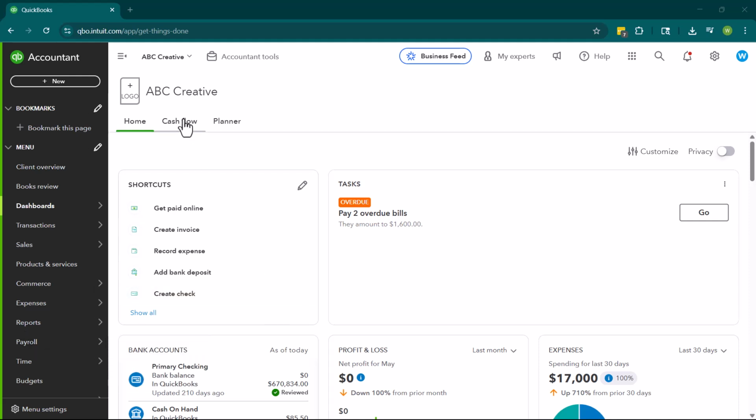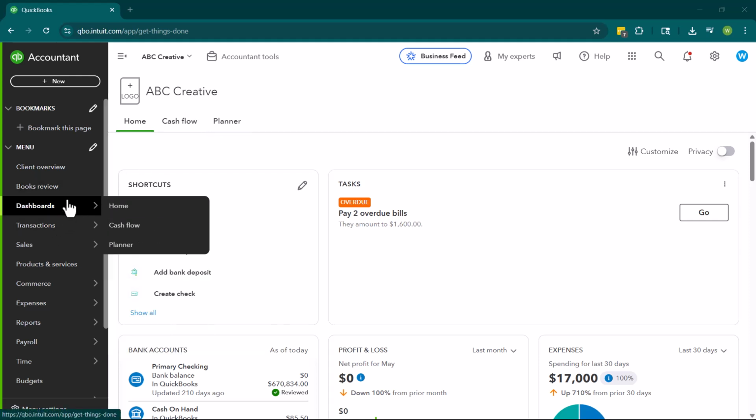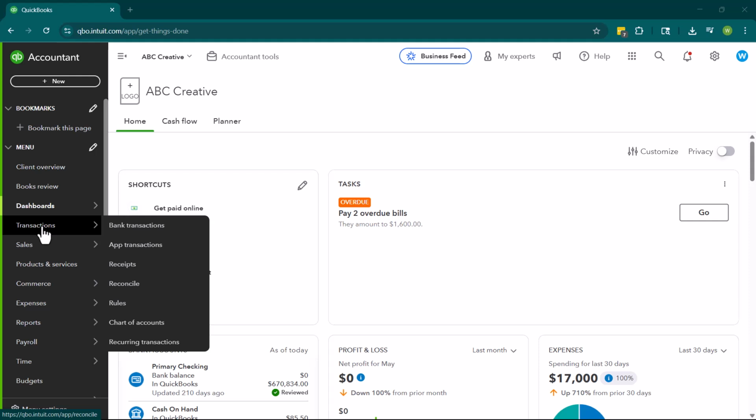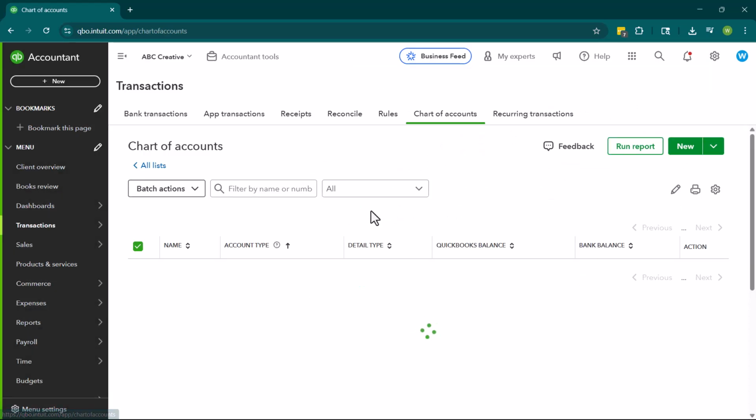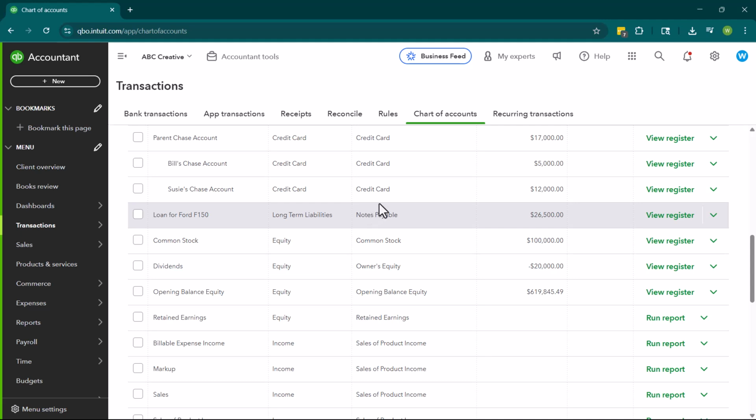This right here is ABC Creative. This is the homepage. It is a fake company that I use for these videos. In order to navigate to the chart of accounts, you're going to come here in the left-hand column and go to chart of accounts, or you're going to go to the upper right-hand corner to the gear icon and click chart of accounts.